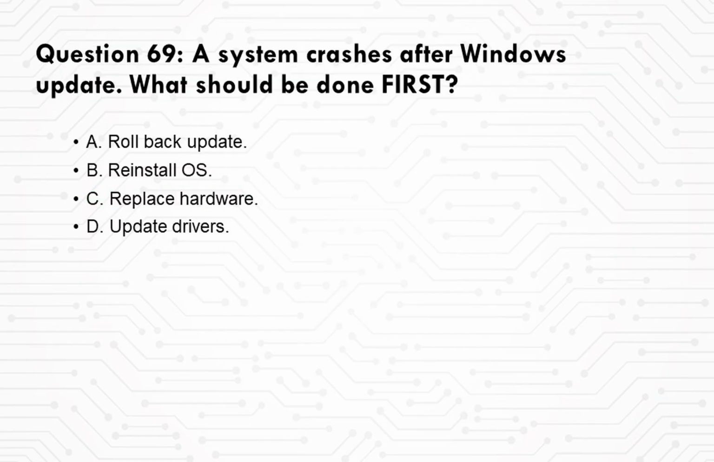Question 69. A system crashes after Windows update. What should be done first? A. Rollback update. B. Reinstall OS. C. Replace hardware. D. Update drivers. Answer: A. Rolling back update is fastest fix.